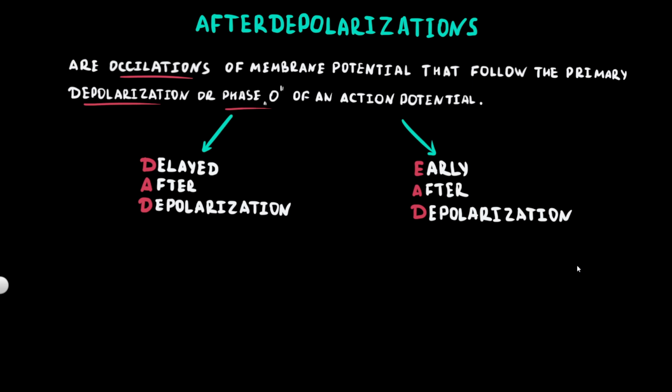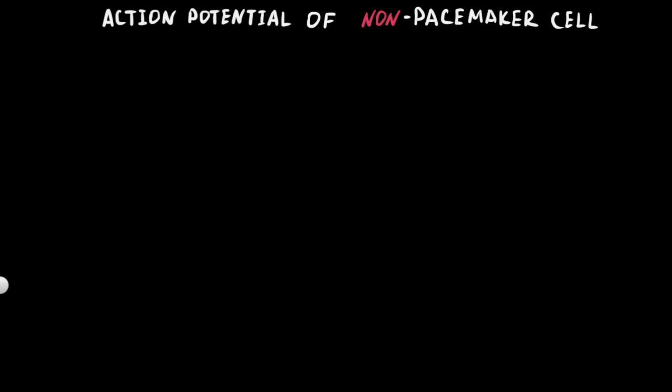For better understanding, let's briefly remind ourselves of the action potential phases. A full overview of the cardiac action potential phases you can find in the description. You can skip it by using the time codes.